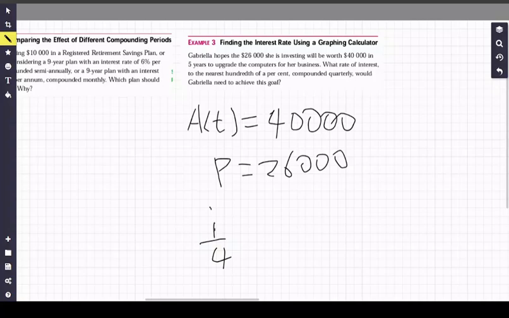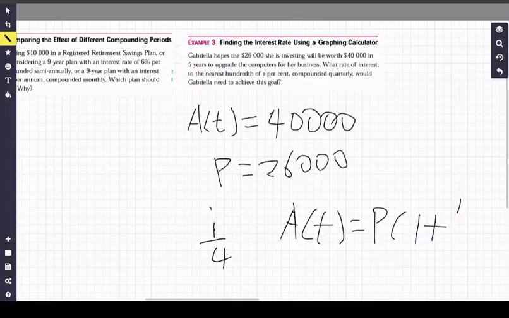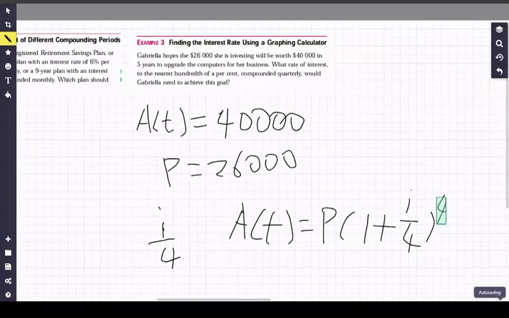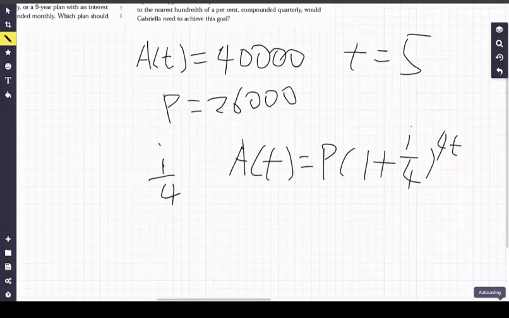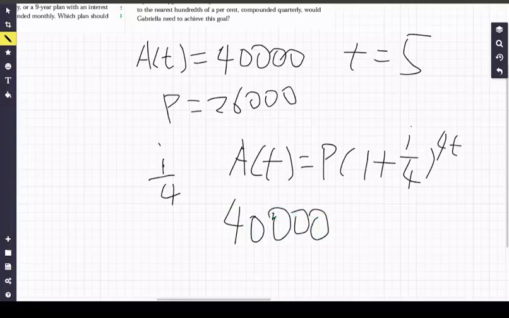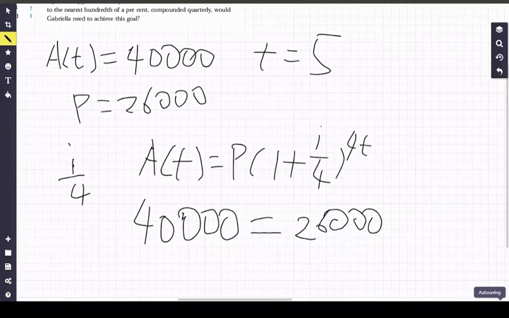So let's write this out. A at time t would equal P multiplied by (1 plus i over 4) to the 4t power. And obviously we have t as well. It's 5. So this goes back to solving exponential functions again. And I hate that I'm doing this mathematically, which is not fun, but it's always fun to do the math, I guess.